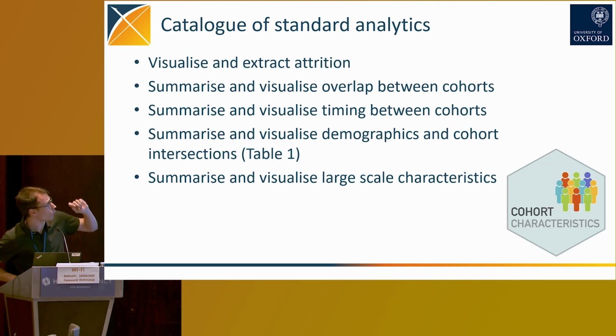Okay, so cohort characteristics covers five things of the catalog of standard analytics. One is to visualize and extract the attrition. Here we don't do any magic or anything. We just do a plot of the attrition.